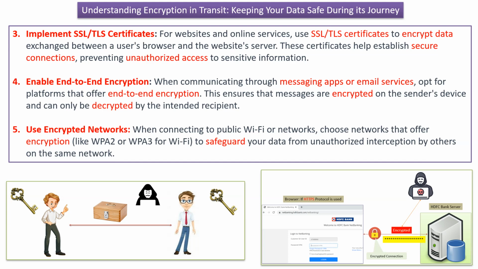Fourth one is enable end-to-end encryption. When communicating through messaging apps or email services, opt for a platform that offers end-to-end encryption. This end-to-end encryption ensures the messages are encrypted on the sender's device and can only be decrypted by the intended recipient. Fifth one is use encrypted networks. When connecting to public Wi-Fi or networks, choose the networks that offer encryption to safeguard your data from unauthorized interception by others on the same network.